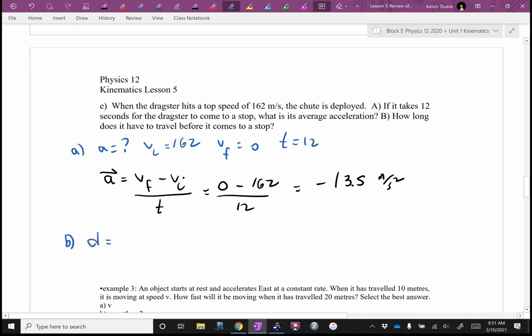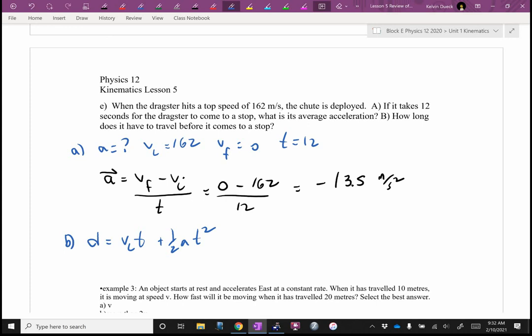And I would probably, if I'd been doing these for a while, Grace, and was in mid-season form, because I've listed everything already, I might be tempted to just say, D equals VIT plus 1/2 AT squared. Now I'm using my answer from part A. Or I could go VF squared minus VI squared all over 2A, but I'm still using my answer from part A. Or if I remembered the one with the brackets that we used last year, I could do that without using my answer from part A.